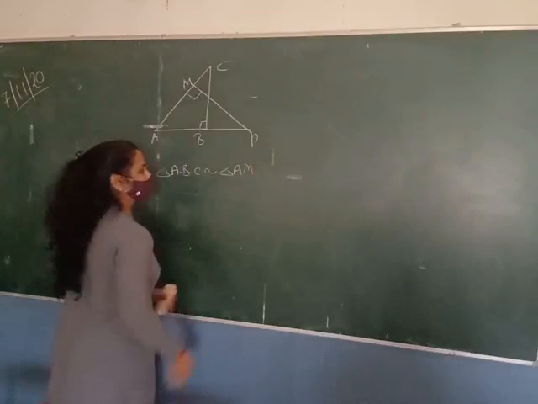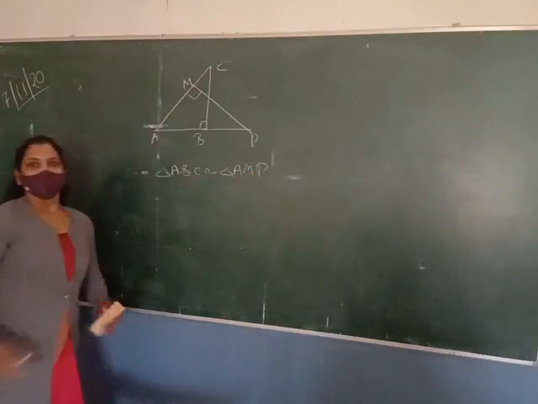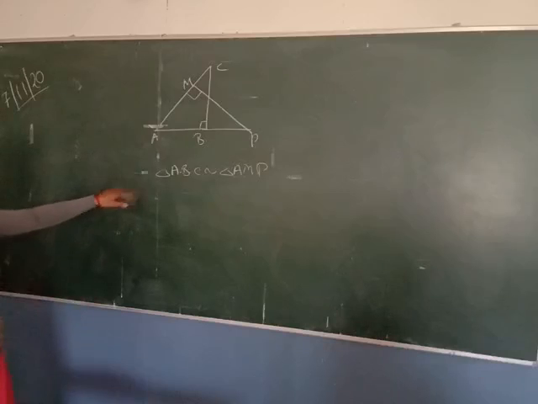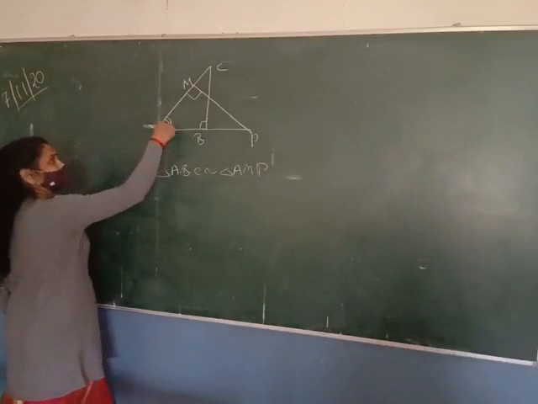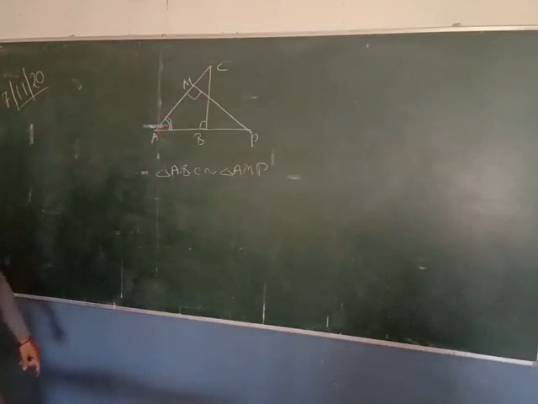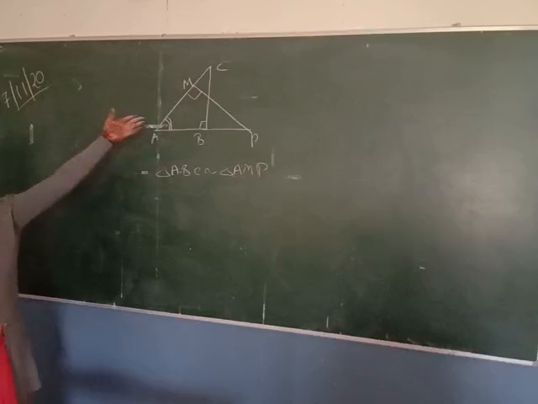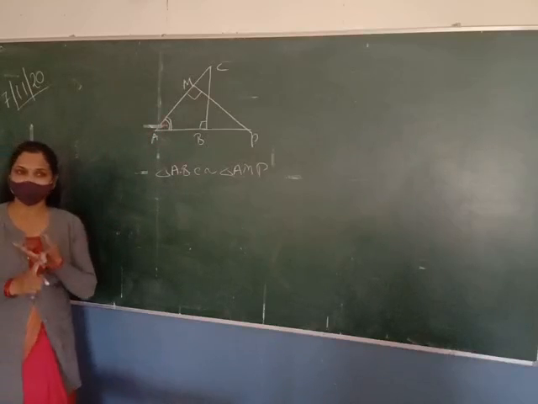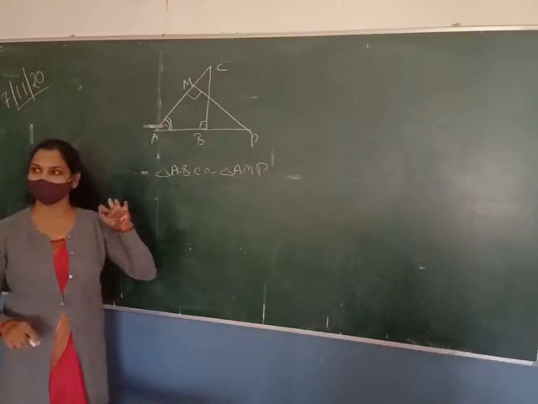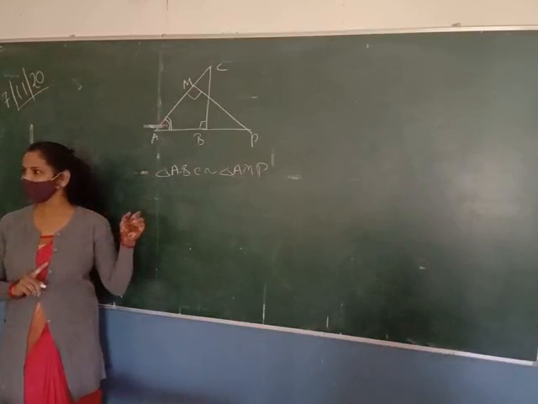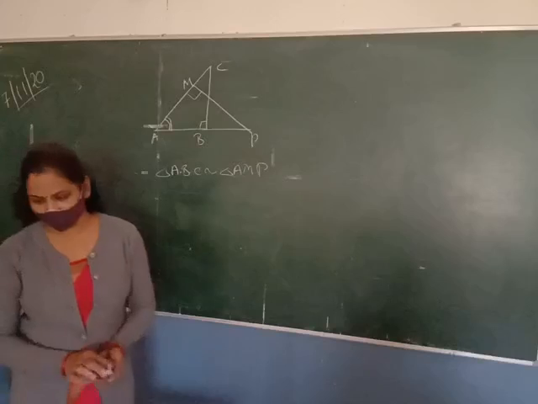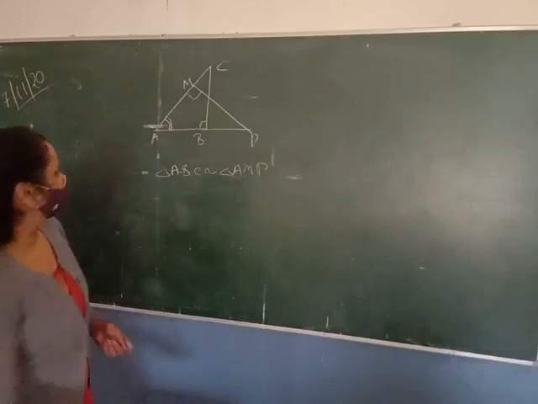How can you do this question? Angle A is equal to angle A. In these two triangles, angle A is common in both triangles. And angle B is equal to angle M, each 90 degrees. So by angle similarity, these triangles are similar to each other. Okay, good.